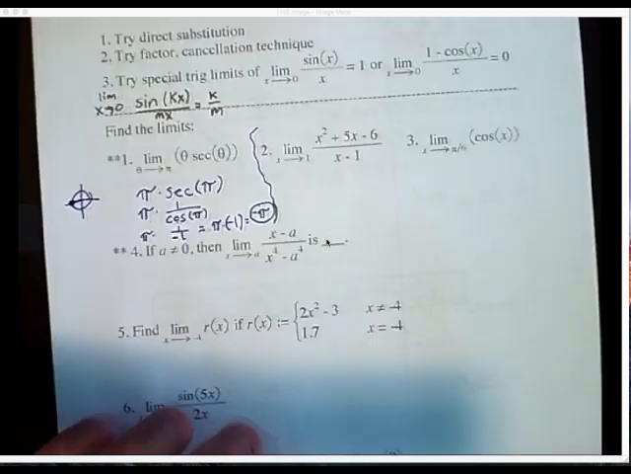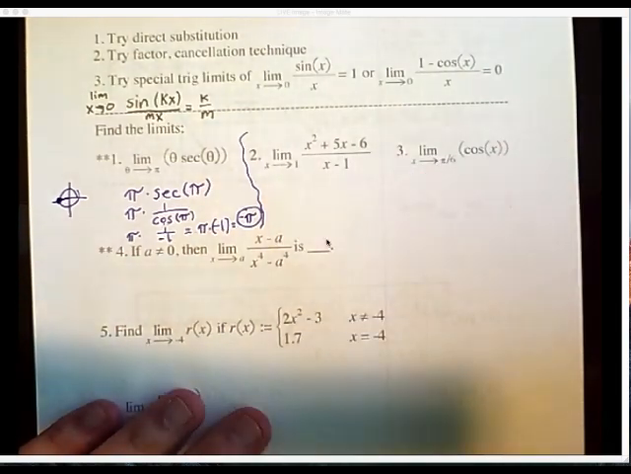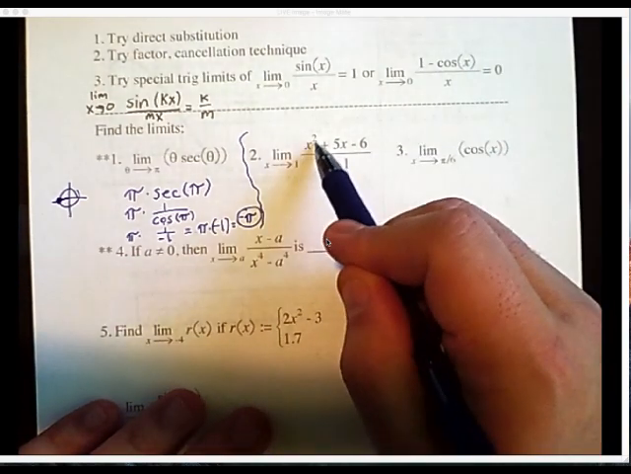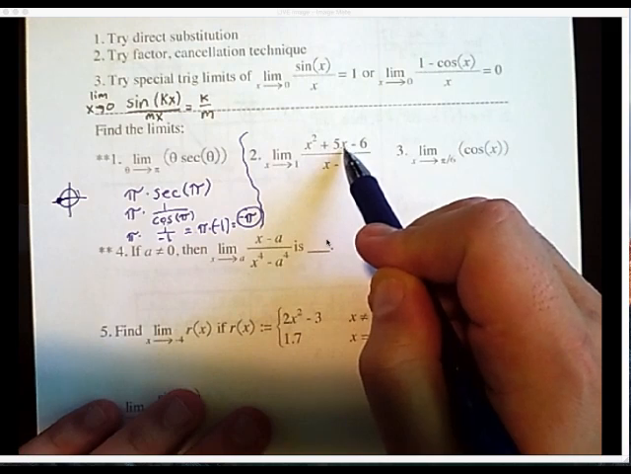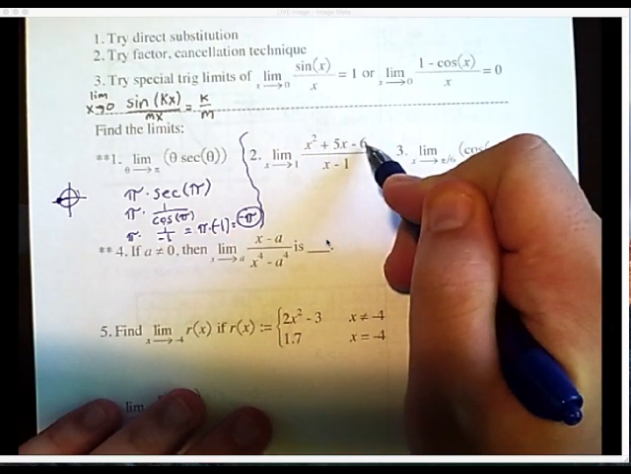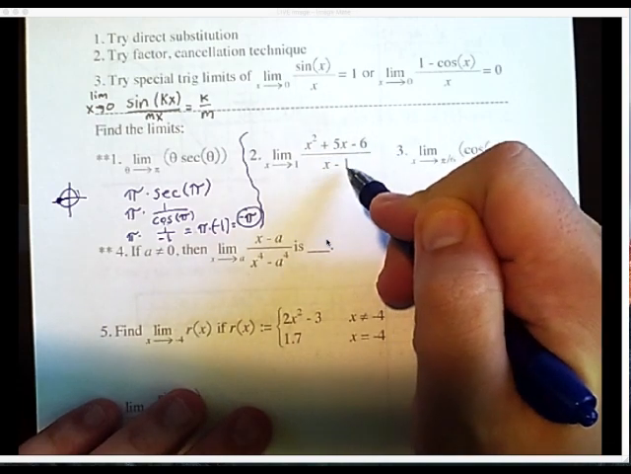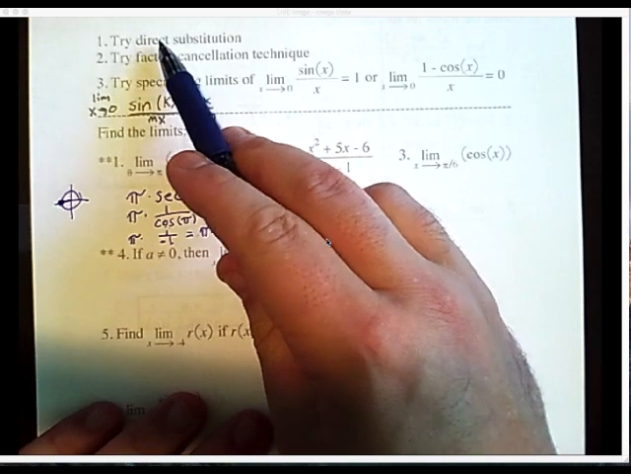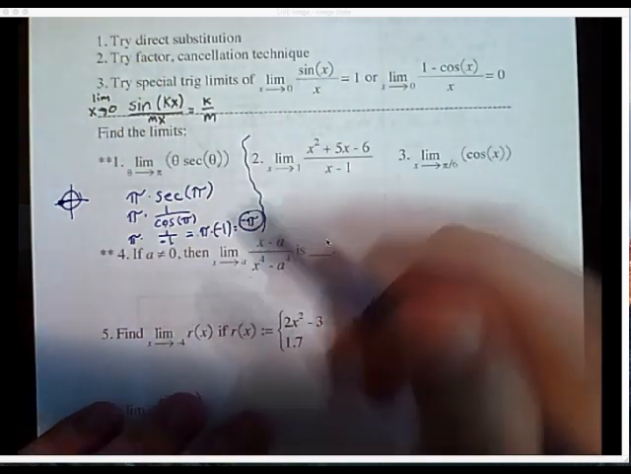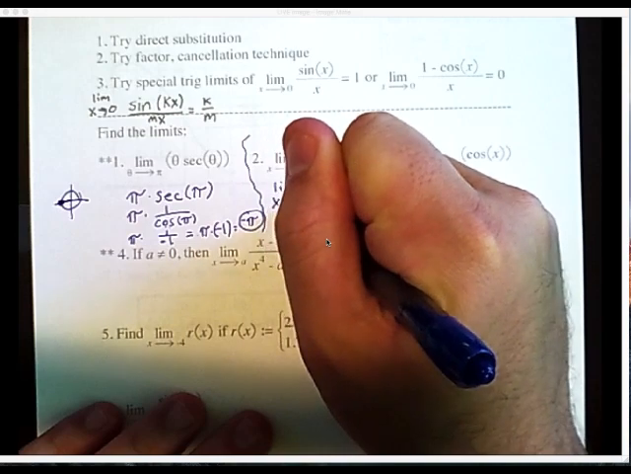All right, number 2. If I try to plug in 1 real quick, well, 1 squared is 1. 5 times 1 is 5. So you would get 1 plus 5 is 6, minus 6 is 0. 1 minus 1 is 0. And you know you're not allowed to divide by 0. So if I try direct substitution, that's not going to work. So what I should do next is try to factor and cancel.